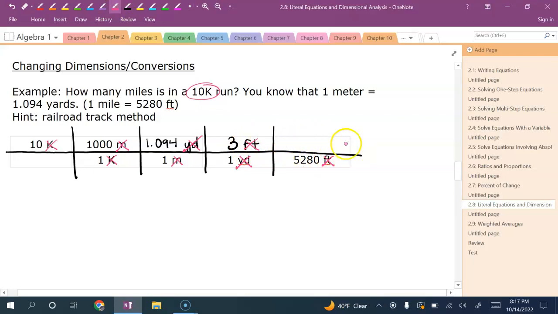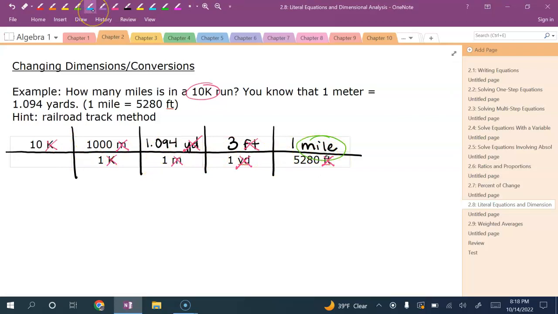And the last thing I need to fill in up here is the miles, because they've got that 5,280 feet on the bottom, so the 1 mile would have to go on the top. Now, once you've gotten to that label that we were trying to convert to, so I needed miles, and I have that. Miles is done. All of my other labels have canceled off.